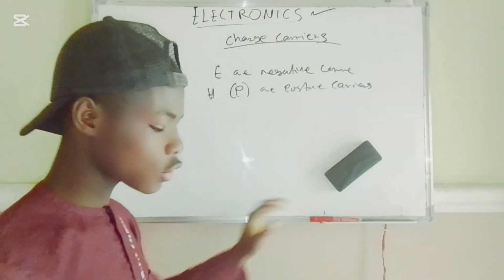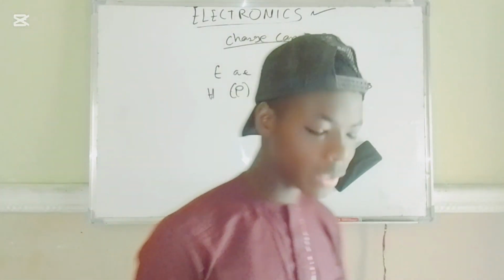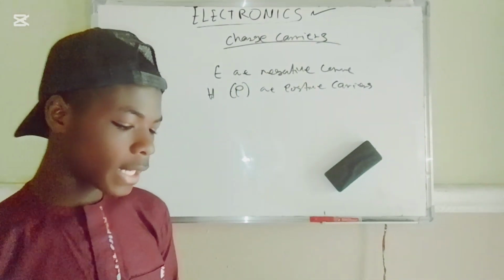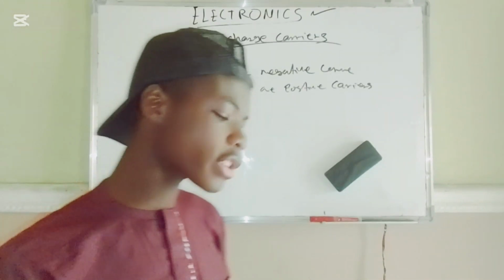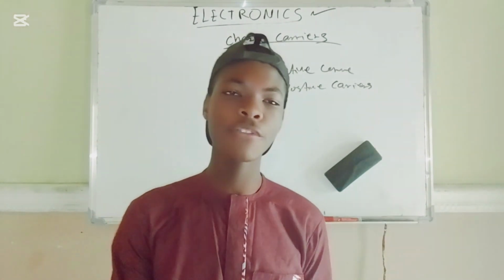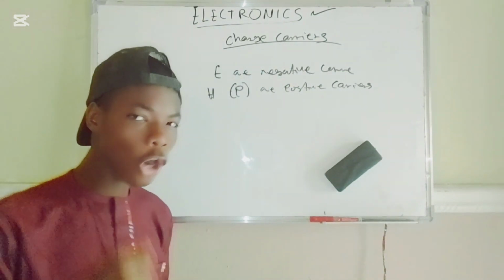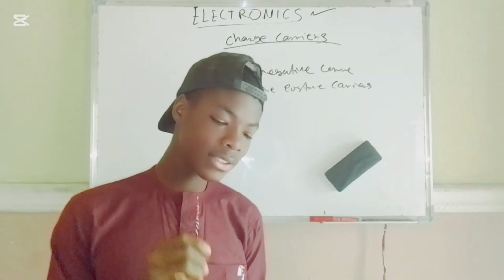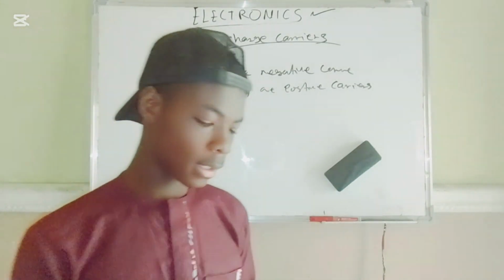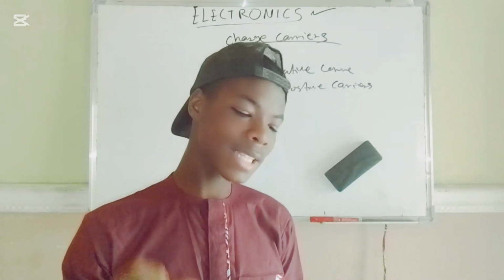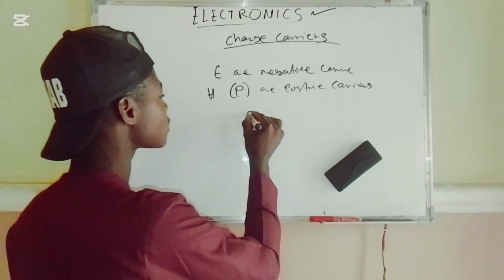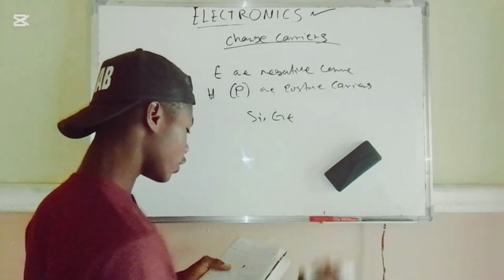So there is what we call the intrinsic semiconductor. What is an intrinsic semiconductor? An intrinsic semiconductor is a pure semiconductor material without impurities, like pure silicon and germanium. Write it down: an intrinsic semiconductor is a pure semiconductor material without impurities, like silicon and germanium.